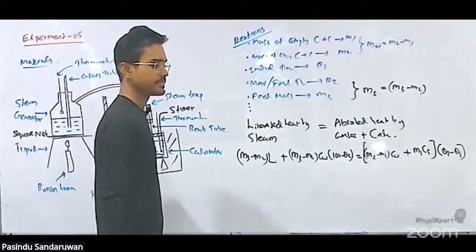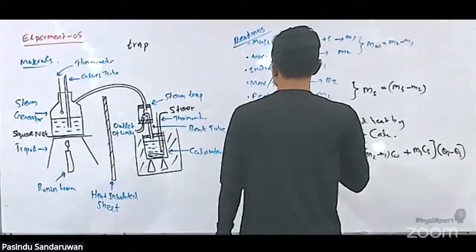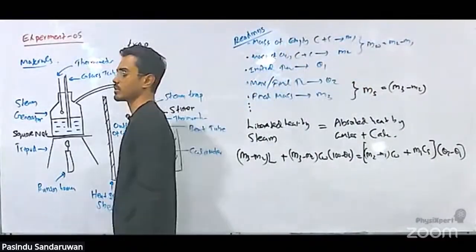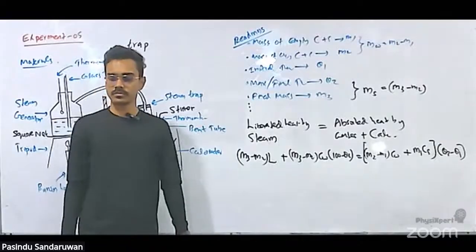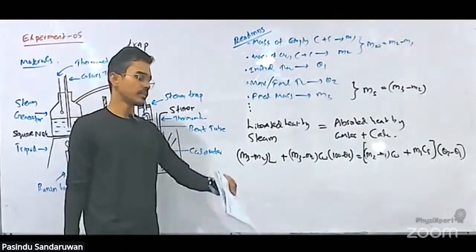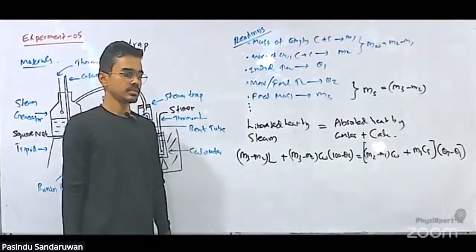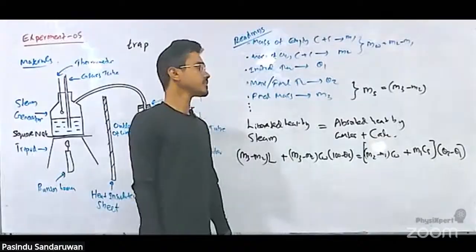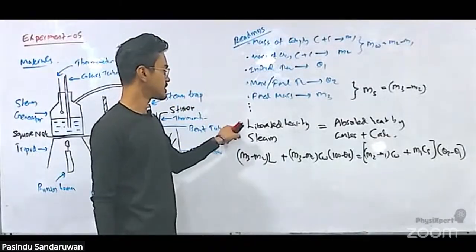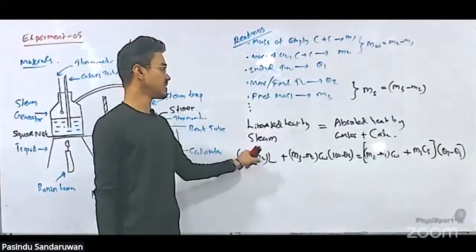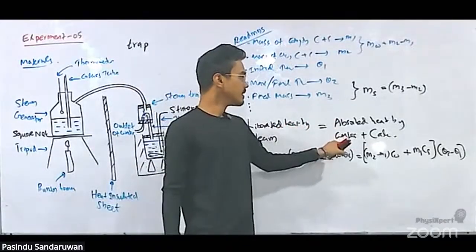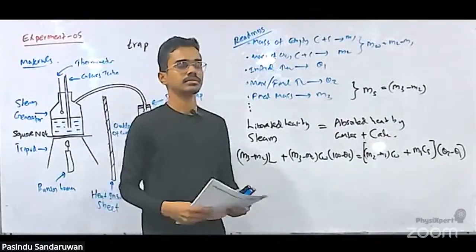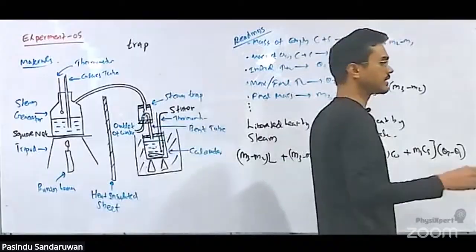Right, next point. Since there's no heat loss to the environment, put a comma and mention this: liberated heat by steam equals absorbed heat by water plus calorimeter. Right, that was the equation. Plug those values in and get the equation.